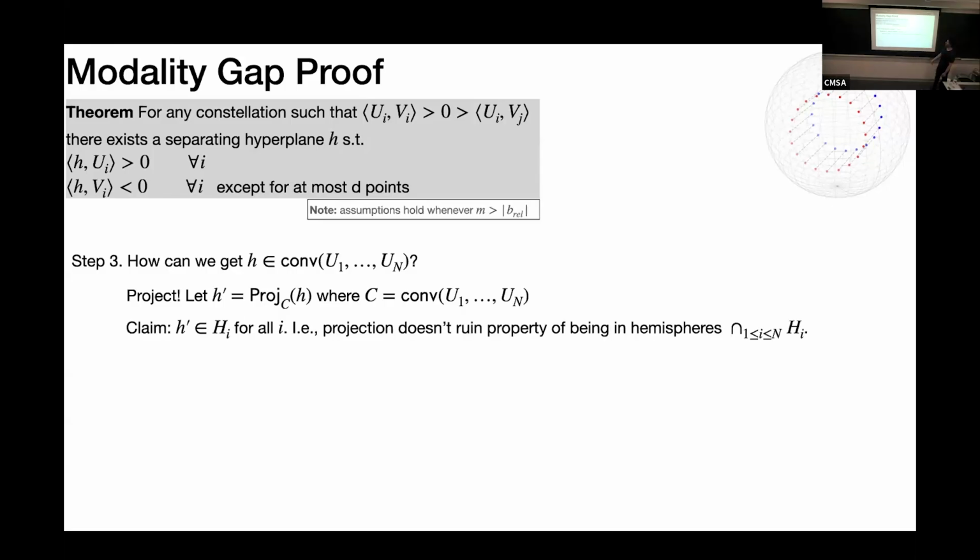Well, the hope is that it doesn't ruin the property of being in the intersection of hemispheres. We have to maintain that property. That's the original property we wanted. And intuitively, we're moving H closer to the UI vectors by putting it in the convex hull of those things. So hopefully it doesn't ruin the property of being essentially close to the UIs, which is what this hemisphere property is. So that's kind of the last step, and that requires another argument that I won't go into. Okay.